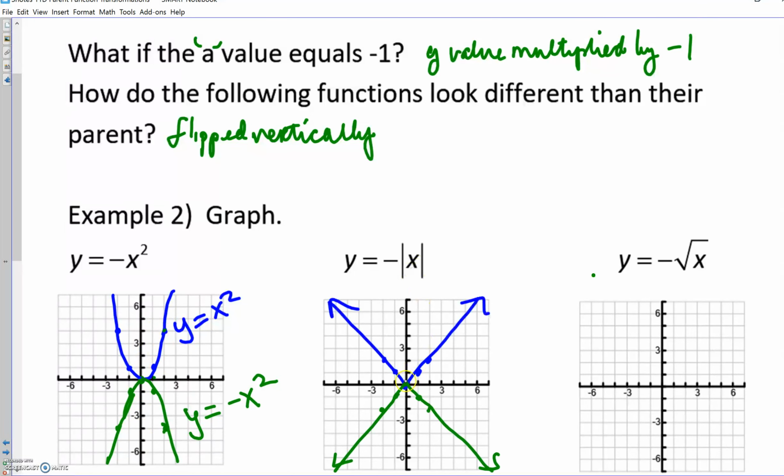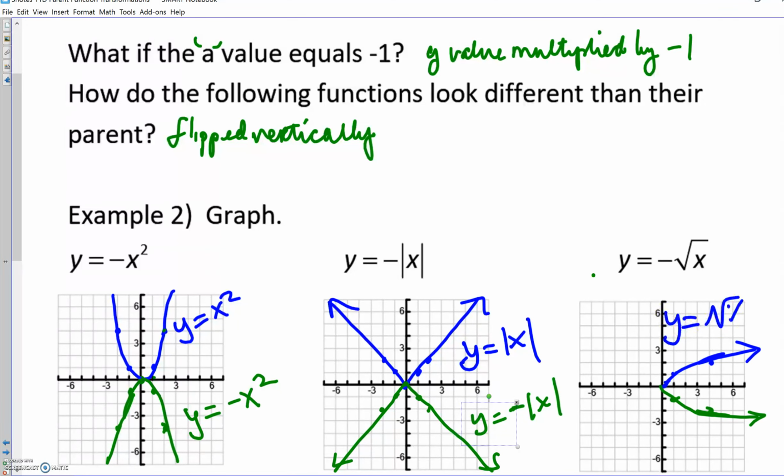And here's the absolute function. Again, in blue, here is y is equal to the absolute value of x. And in green, y is equal to the opposite of the absolute value of x. So again, instead of going up, the y values go down. Again, here is y is equal to the square root of x, and then below it, y equals the negative square root of x. And you can see that it reflects vertically.